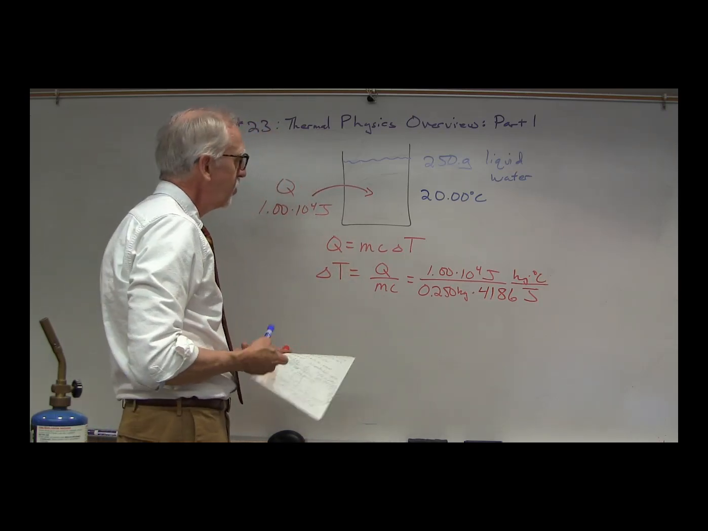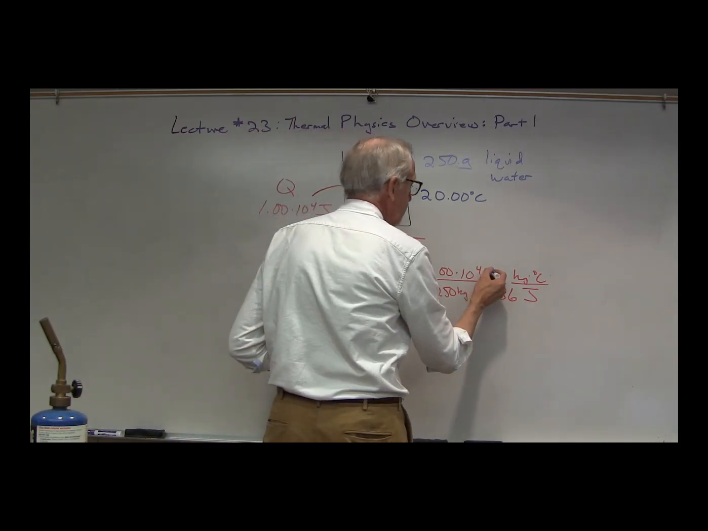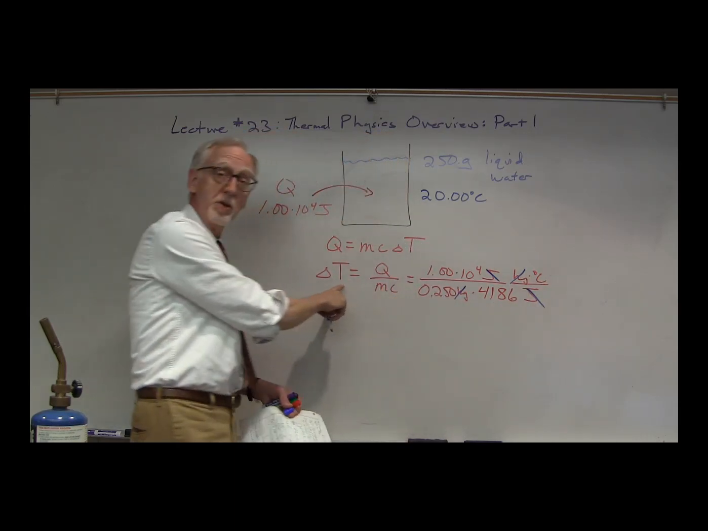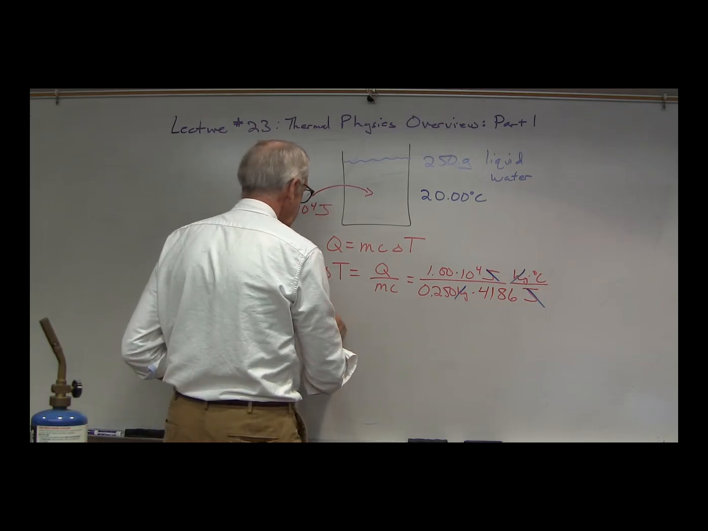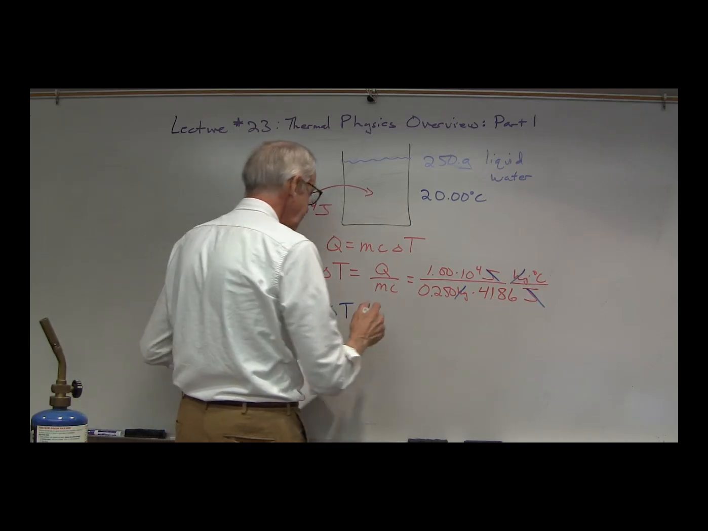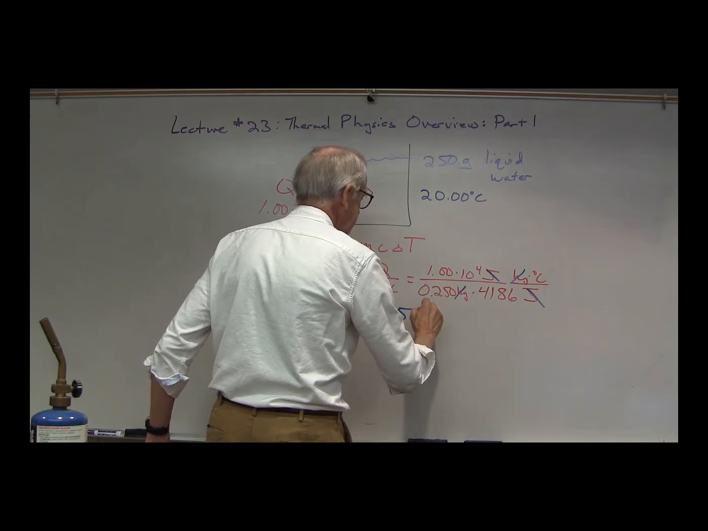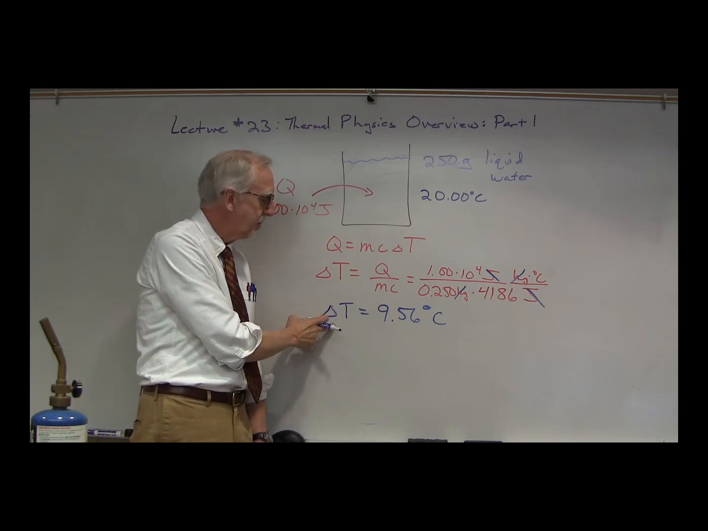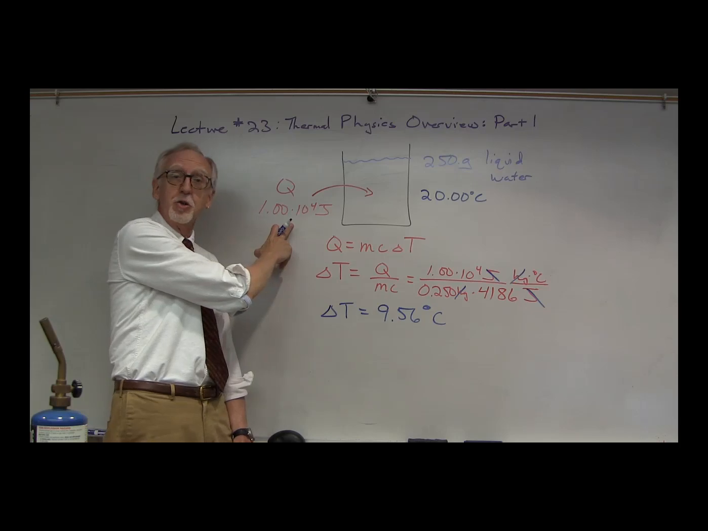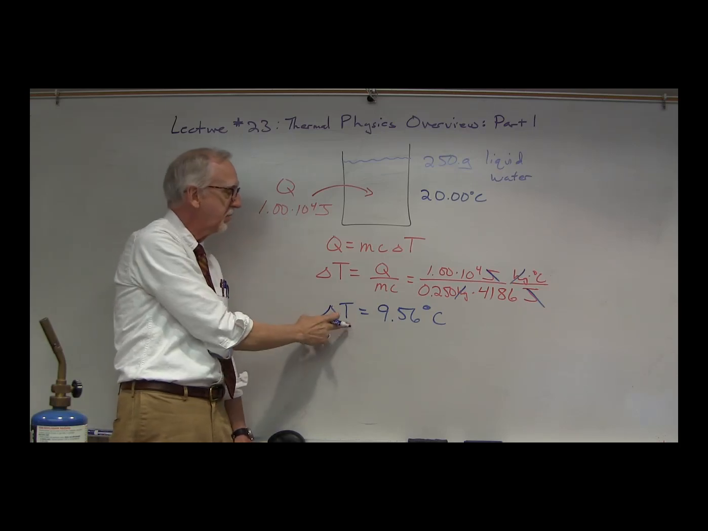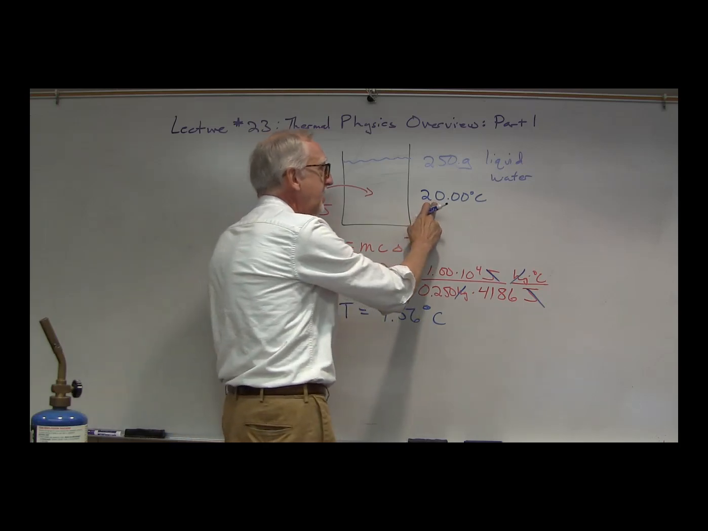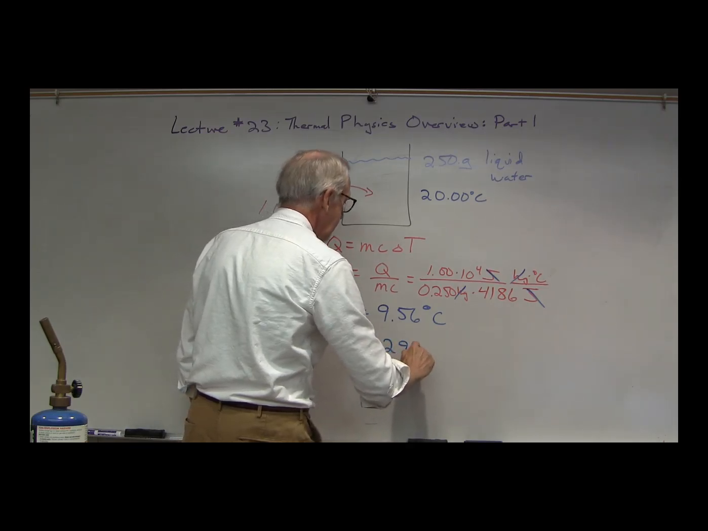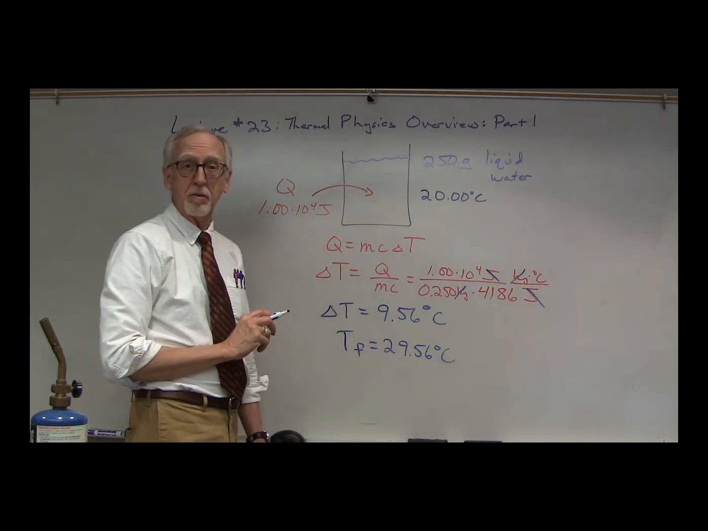Okay, so let's notice. We've got joules canceling joules. We've got kilograms canceling kilograms. And we end up with degrees Celsius, which is what we'd expect for a change in temperature. We multiply this out, and we find that delta T is equal to 9.56 degrees Celsius. Now, what is this? This is the temperature change. This is the amount that the temperature has increased because we've added heat. So the temperature increases by 9.56. Starting at 20.00, our final temperature will be 29.56 degrees centigrade.